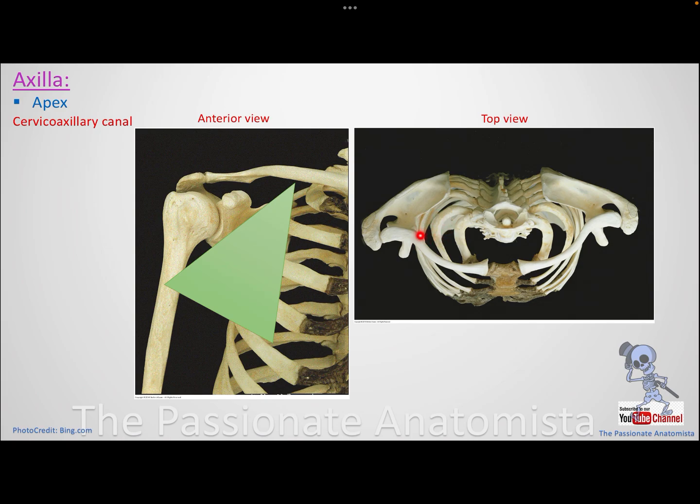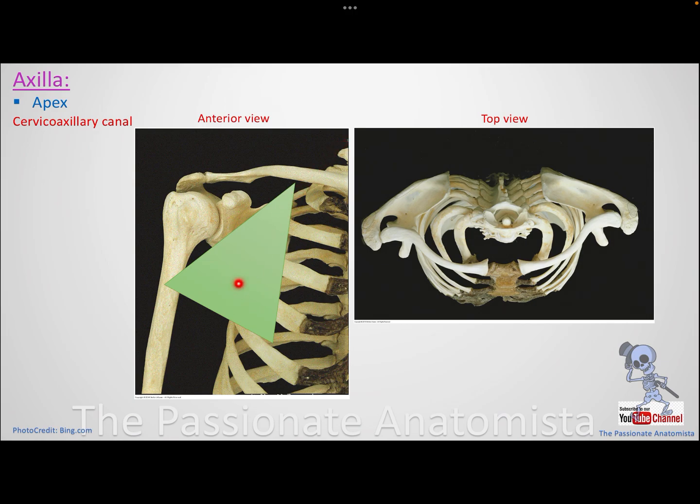The cervicoaxillary canal: it is cervical because it's related to your neck, and axillary because it takes structures from the neck, cervical region in Latin, to the axilla. That's why we call it the cervicoaxillary canal. It's the passage of the structures from here to there and from there to here. Who is from here to there? It's going to be your axillary artery and your brachial plexus, because they form here in the neck.